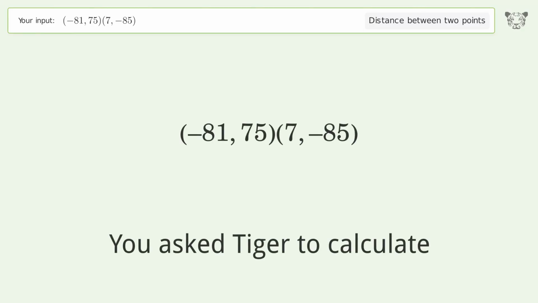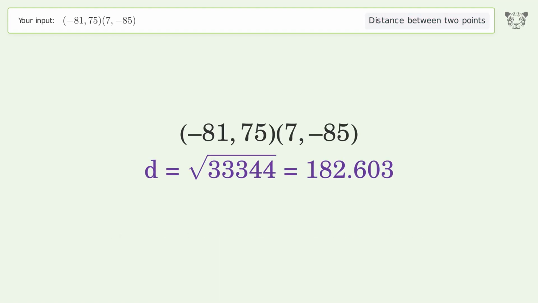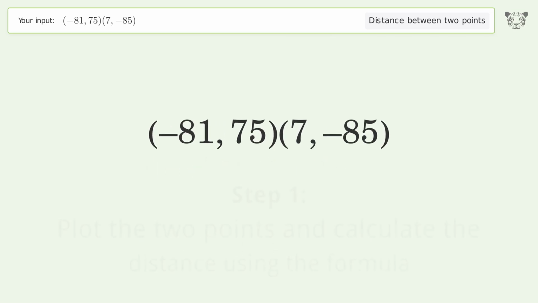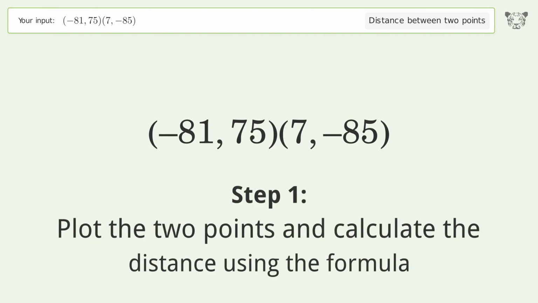You ask Tiger to calculate. This deals with the distance between 2 points. The distance between the 2 points is the square root of 33,344 or 182.603. Let's solve it step by step. Plot the 2 points and calculate the distance using the formula.